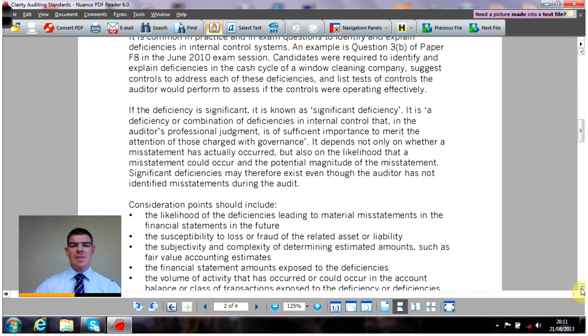Now, if a deficiency is significant in the auditor's professional judgment, they must assess whether this will lead to material misstatement or not in the financial statements. And if it does, how is that communicated then to those charged with governance?